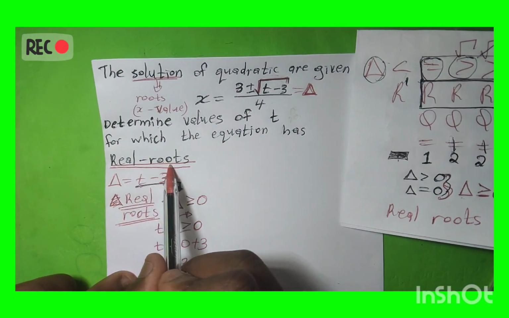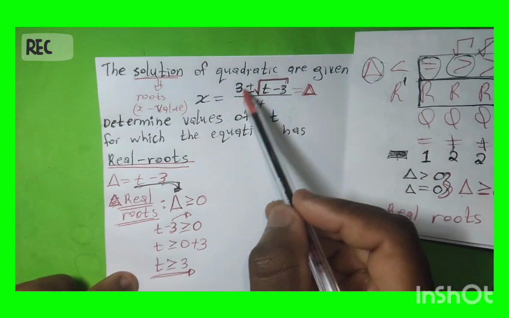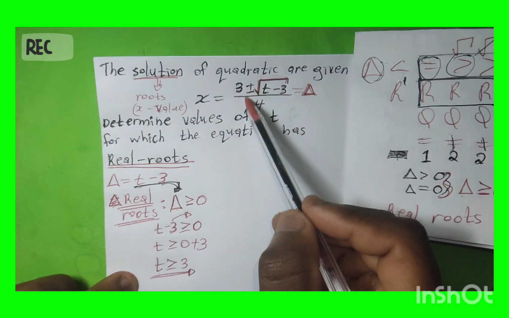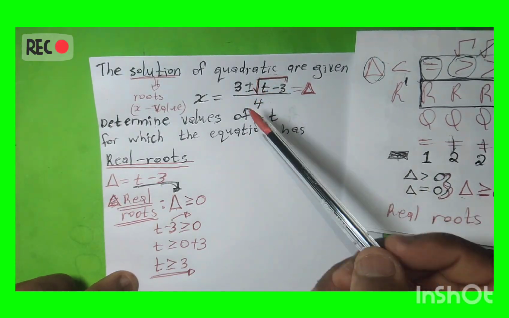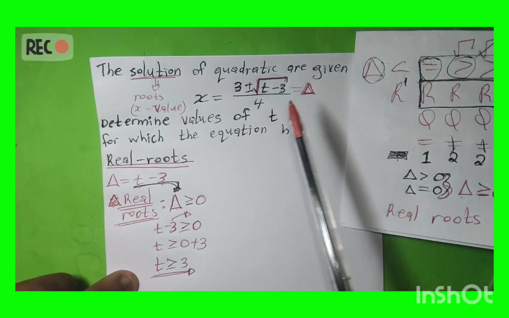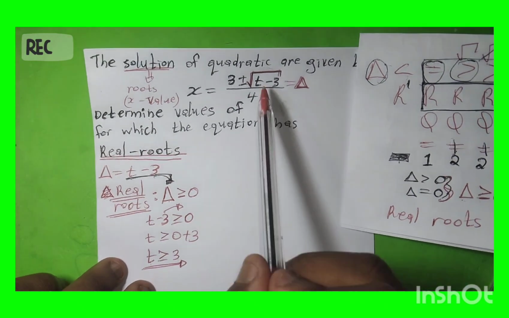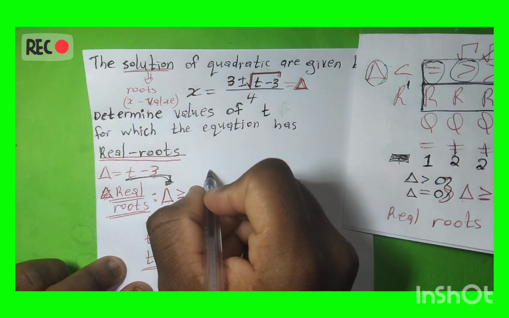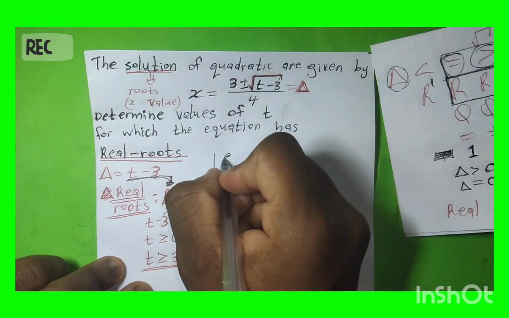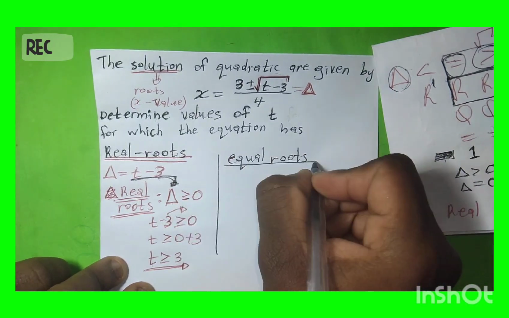And when I'm talking about real roots, it means that I can get an existing number, a number which is existing. I hope I pronounced that word well, guys. It means that any number for t which is greater than 3 will make this thing real. Imagine yourself now when it comes like this, when they say that it should have equal roots.